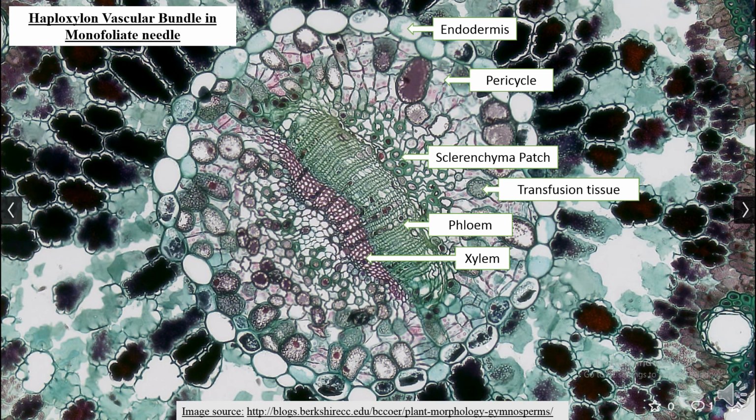And this is a microscopic picture of haploxylon condition in needle with its different parts labeled. I would like you to have a look at it.